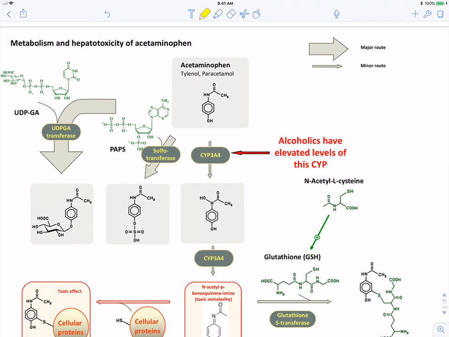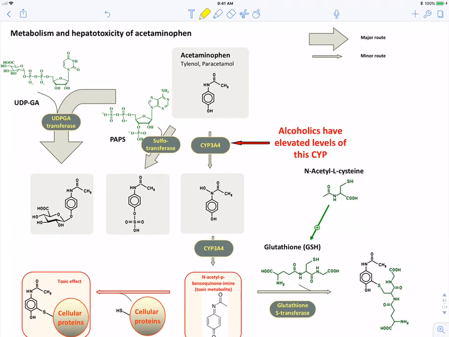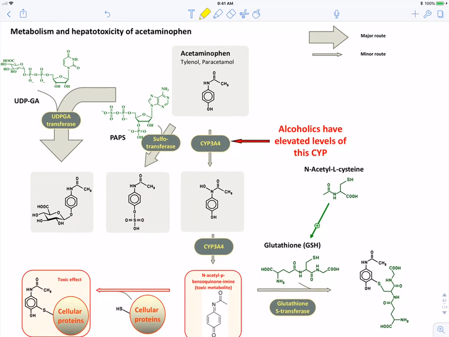One of the main situations in which we see the protective value of glutathione is in the metabolism of acetaminophen, which is generally a non-toxic drug. It's a pretty safe NSAID, and it's found in Tylenol, for example. It can be metabolized by several pathways. We can have the sulfate adduct. We can have the UDP glucuronic acid metabolite.